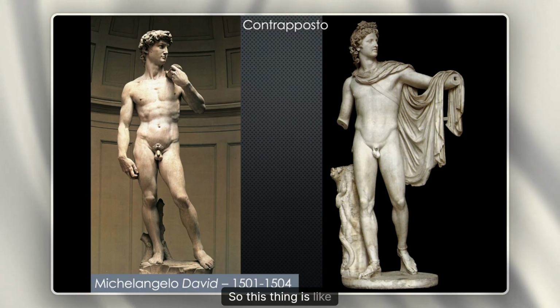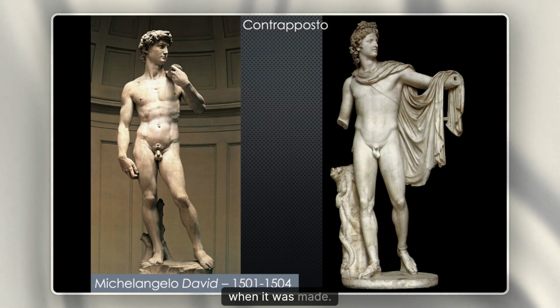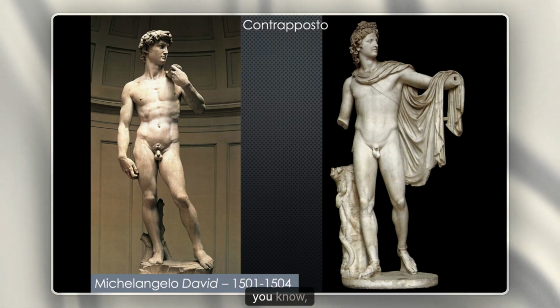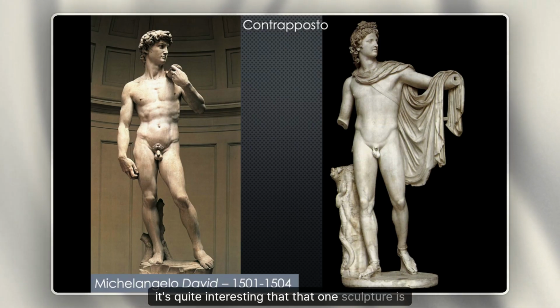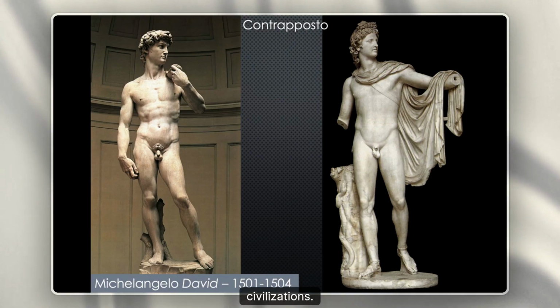So this thing is like a copy of a 600-year-old statue when it was made, and then Michelangelo gets inspired and uses it, more than 1,000 years later. It's quite interesting that one sculpture is so influential over the years and over the civilizations.